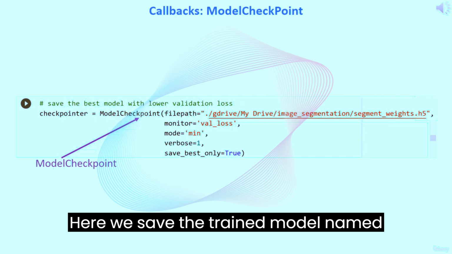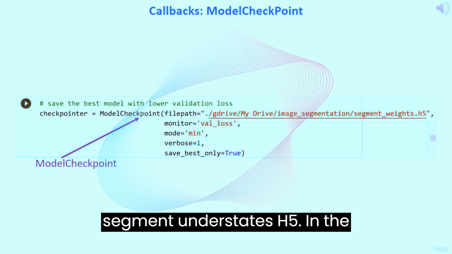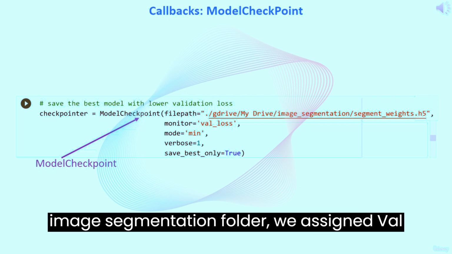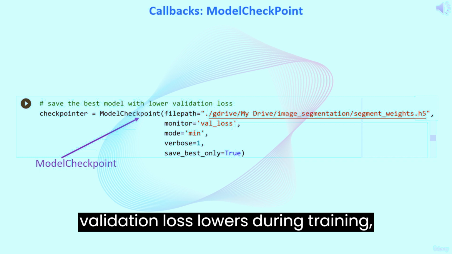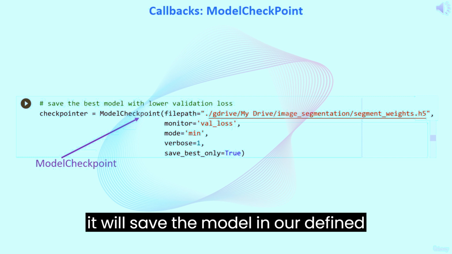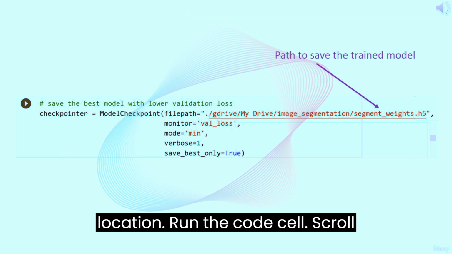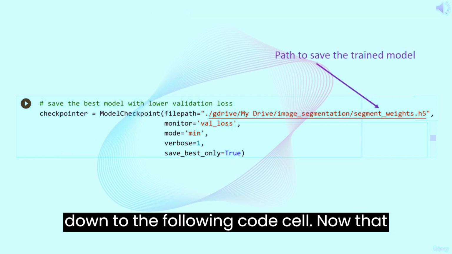Here we save the trained model named segment_weights.h5 in the image segmentation folder. We assigned val_loss to be monitored. If the validation loss lowers during training, it will save the model in our defined location. Run the code cell. Scroll down to the following code cell.